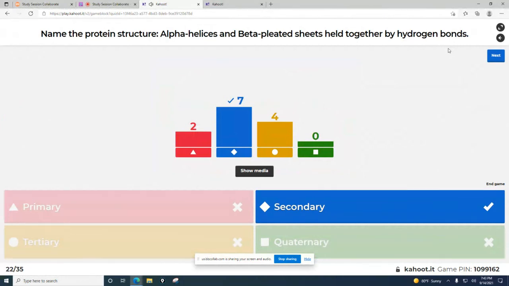So we just talked about primary, right? And how that's just a linear, nothing special about it. Amino acid sequence held together by peptide bonds. So that's why that's not the answer. So secondary is the correct answer because that's where we see the alpha helices and beta pleated sheets.